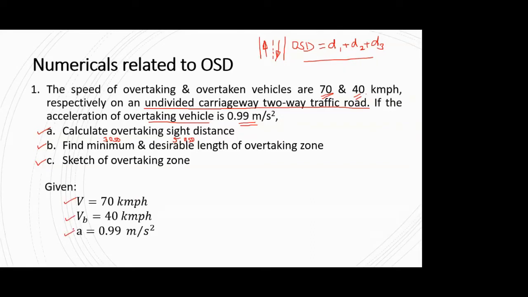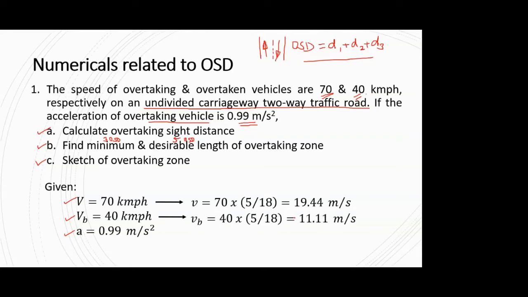If you wish to use the formulas for kmph, you can go ahead with it. Those who do not wish to use the formulas for kmph and want to convert to meter per second, simply multiply by the factor 5 by 18, and you will get design speed as 19.44 meter per second, and your speed of overtaken vehicle, the slow moving vehicle, as 11.11 meter per second.